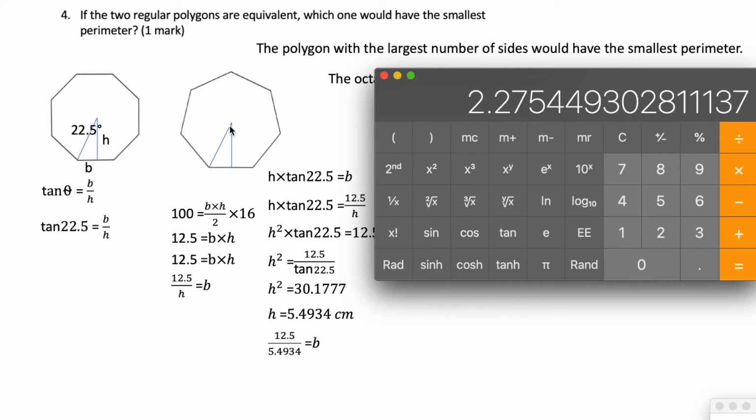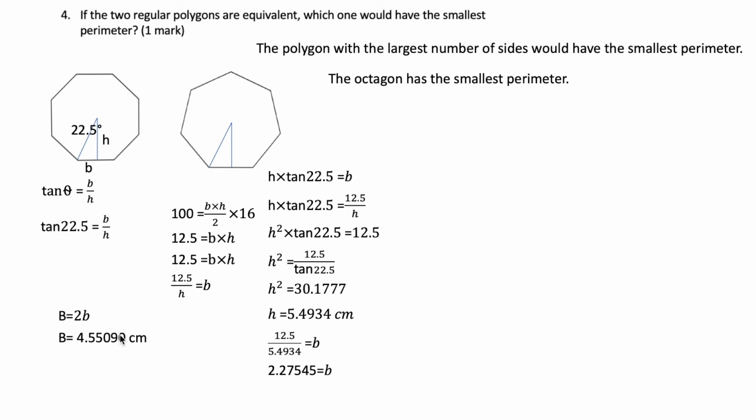That's our base. We have 16 of these little things, so 2 of them make up one side of the octagon, so times 2, then times 8 sides of the octagon, so times 16. We just have to multiply that number by 16, so if we double this, we get 4.55090, and then times 8, or we can multiply that number by 16, same thing.